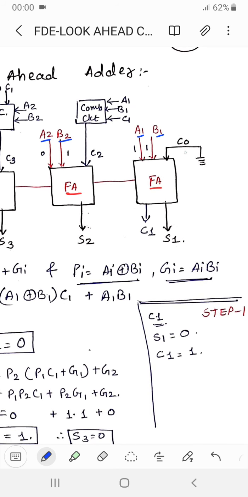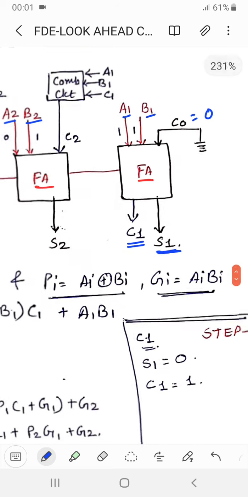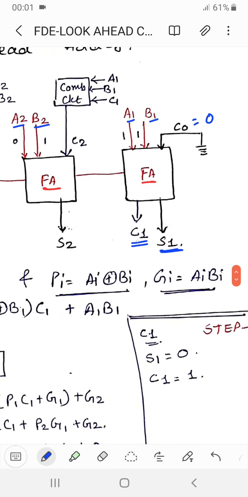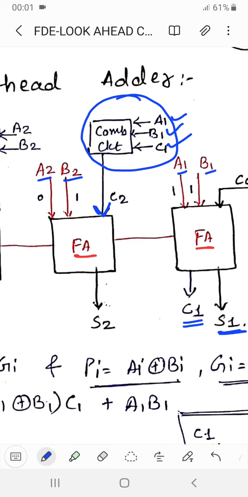So for the first full adder, your carry is 0, because this is generally working as a half adder, and your output, that is your sum 1 and the carry 1, is the normal principle of any full adder circuitry, and this carry 1 is here. Now we are finding the carry for each and every full adder by its own individual combinational circuit with the aid of A1, B1, C1.